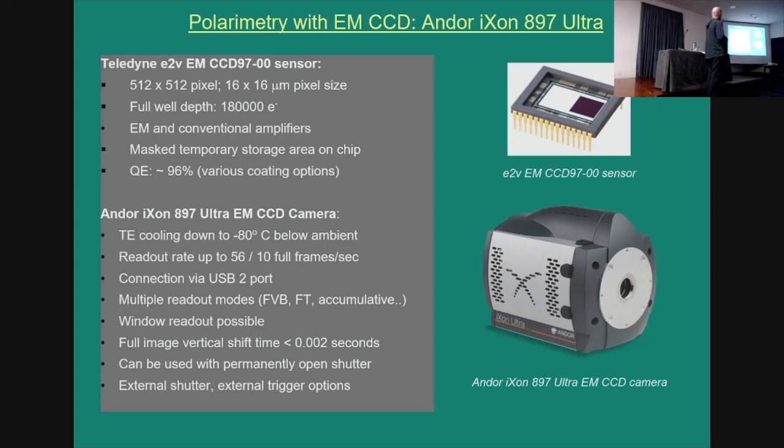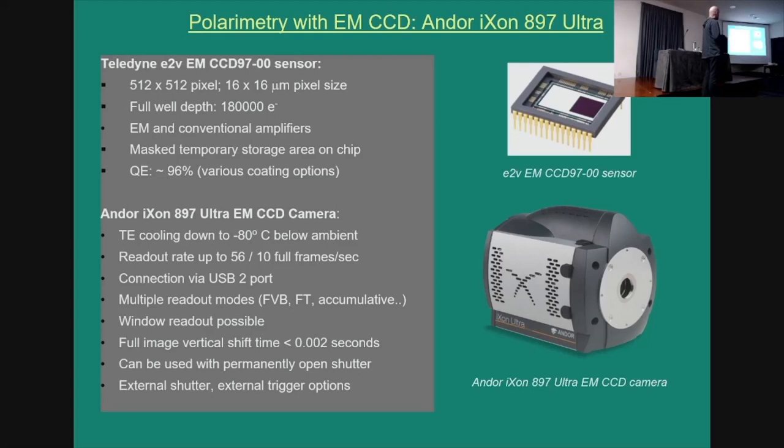The pixel size is 16 by 16 microns, and the full well depth is 180 photoelectrons per pixel. It can be used with both EM and conventional amplifiers. And it has a masked temporary storage area on the chip here. So when the image is acquired, it is very quickly shifted vertically to this masked area, and then it is transferred to the readout register. Because of this design, this CCD provides a fast readout. So the image can be read in a split second.